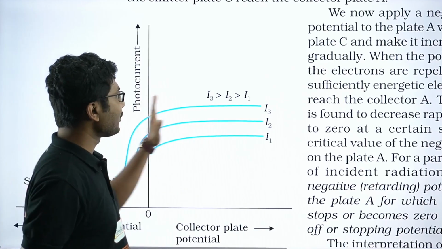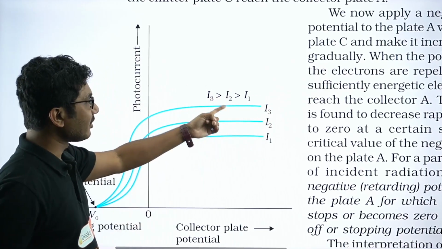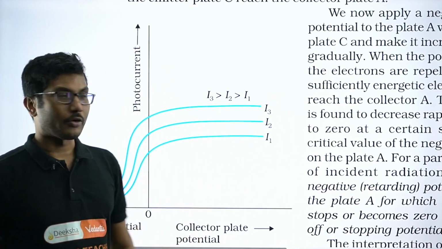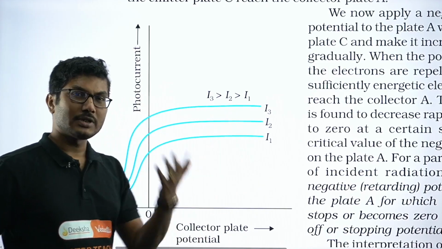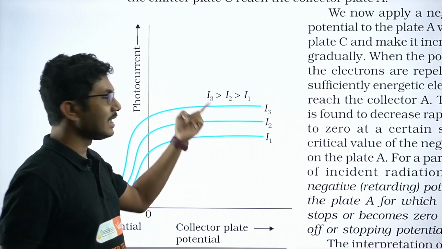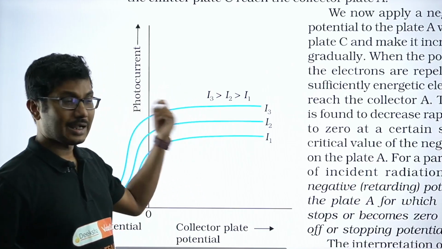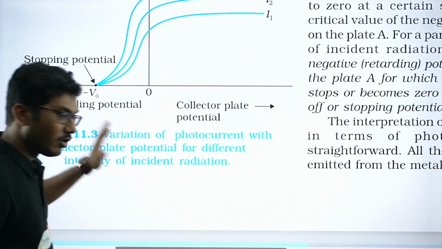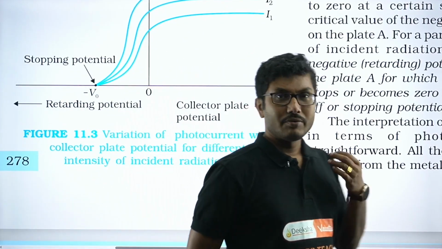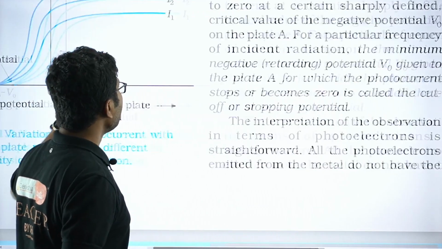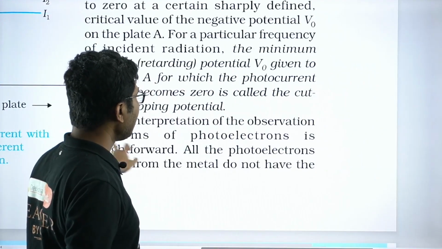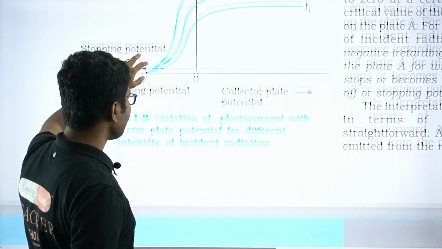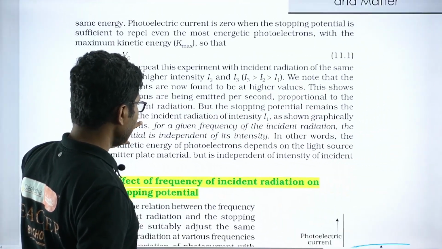The maximum saturation current is basically dependent on the intensity of the light. No matter how much voltage you put in the forward direction, after some time current becomes constant. So this maximum saturation current depends on the intensity of the light. But the stopping potential is independent of the intensity. It depends only on the frequency of light. For different frequencies you will get different stopping potentials, but for the same frequency and different intensity, you will get the same stopping potential. Let's see the next graph.